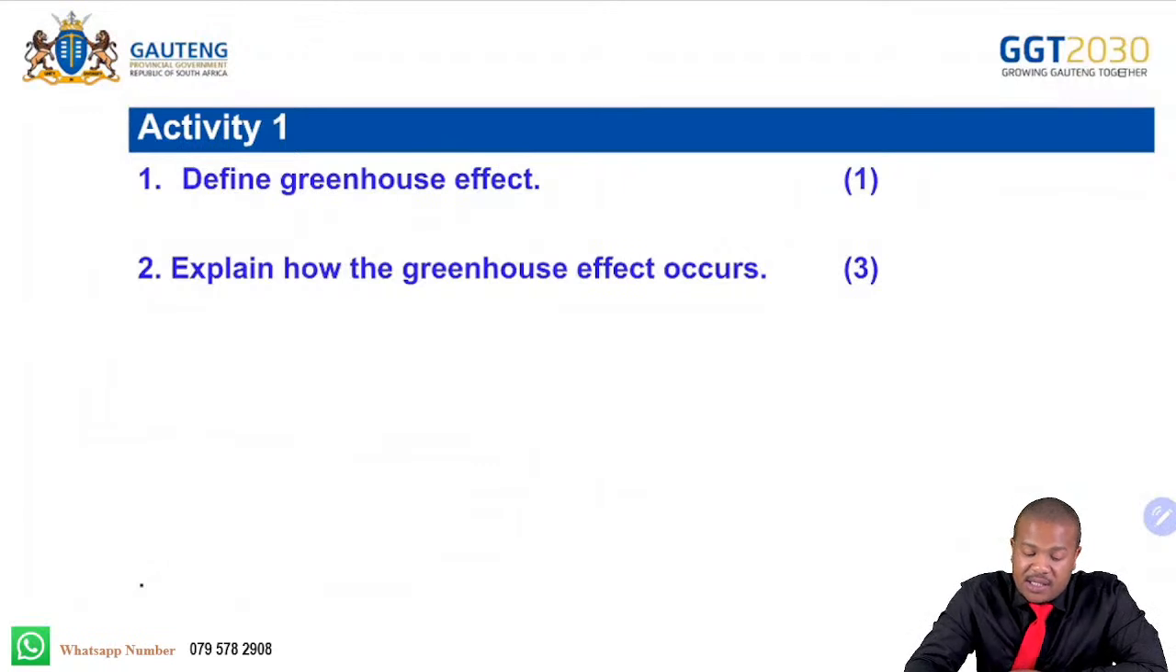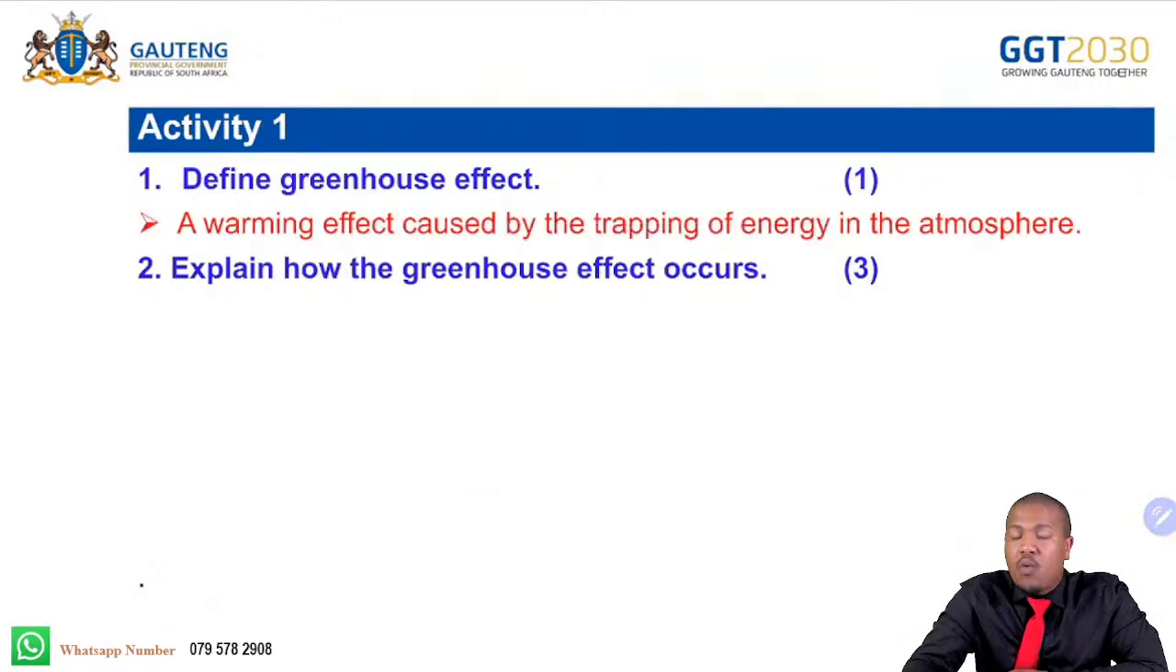Number 1 says define greenhouse effect. So how can we define greenhouse effect? Greenhouse effect is a warming effect caused by the trapping of energy in the atmosphere.